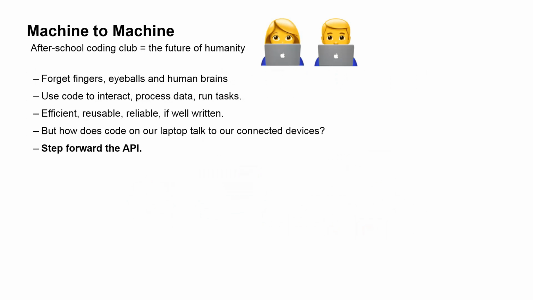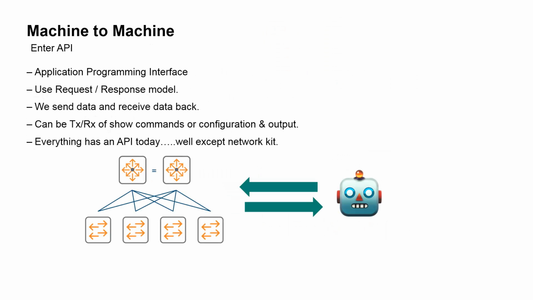We can write some Python on our laptop, that's all very good, but how do we actually use that to speak to our network? So step forward, the API. API is the application programming interface. This works on a request and response model. So we send data, simple stuff, we send data and we get data back.